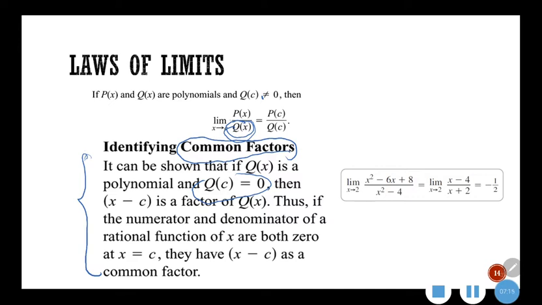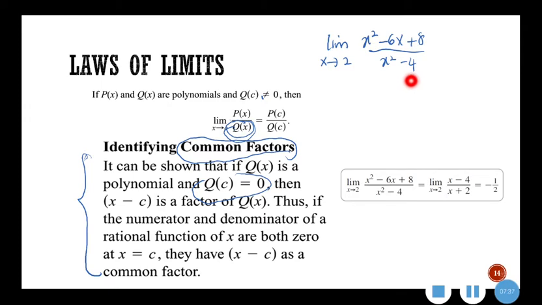Okay, in this example we have the limit as x approaches 2 of (x squared minus 6x plus 8) over (x squared minus 4). See, if you try to substitute x equals 2 into the denominator here, 2 squared, 4 minus 4 is 0.